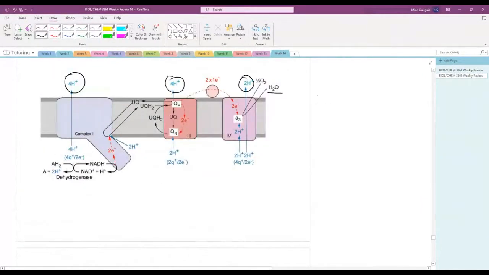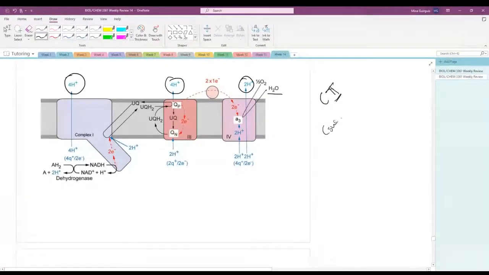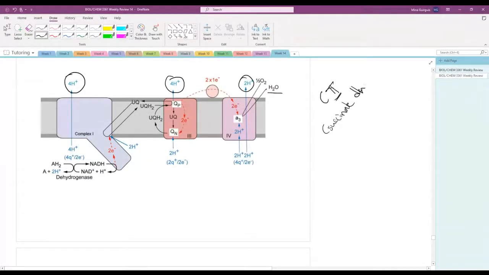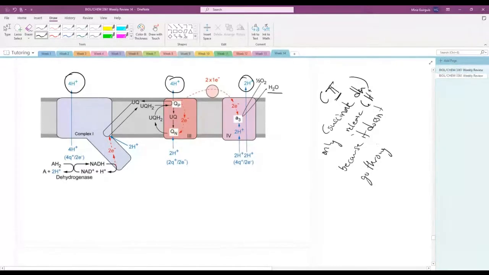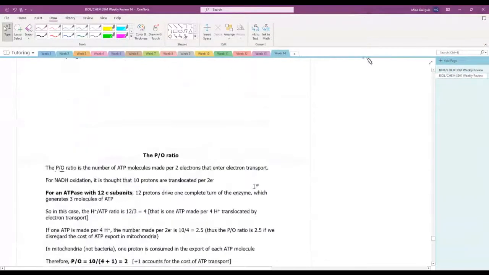And then one thing to mention is succinate dehydrogenase only has 6 because it does not go through complex 1. So complex 2, succinate dehydrogenase, DH is fine, only releases 6 protons because it doesn't go through complex 1. Okay, all right.